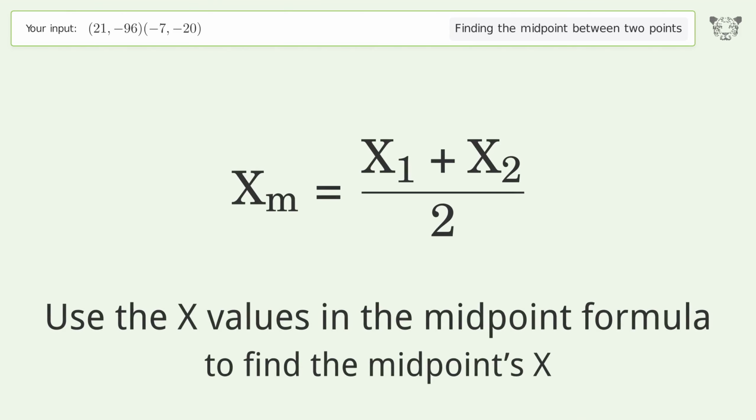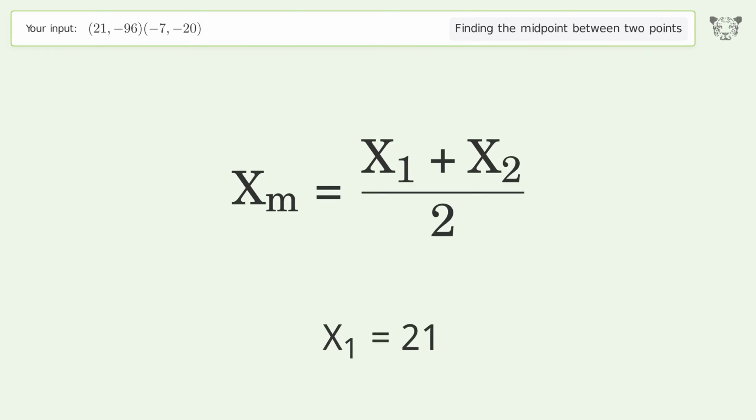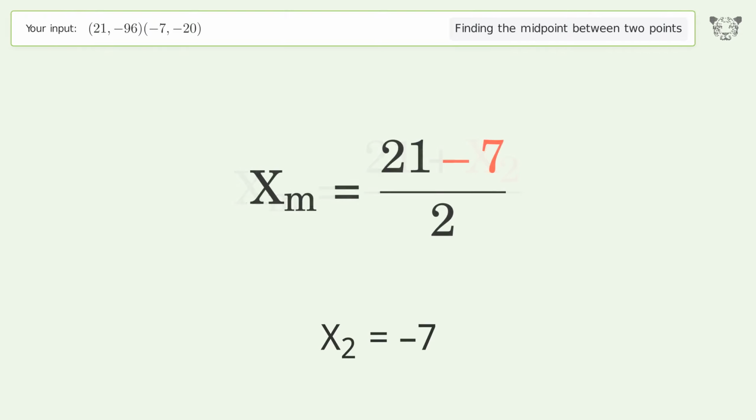Use the x values in the midpoint formula to find the midpoint's x. x1 equals 21. x2 equals -7. Simplify the arithmetic.